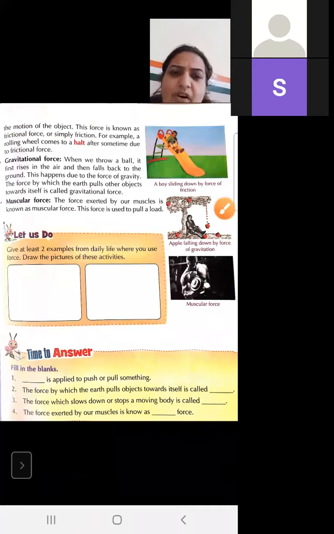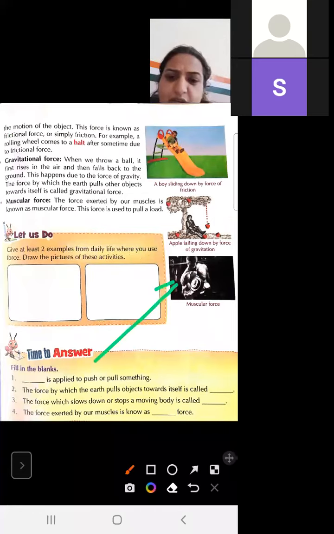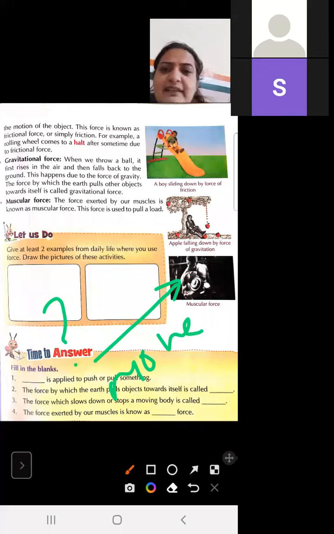जो फोर्स किसी भी ऑब्जेक्ट के मोशन को रोकता है. अगर कोई भी ऑब्जेक्ट मूव कर रहा है, अगर इसके मोशन को कम कर रहा है, मतलब इसको रोक रहा है चलने से, दिस फोर्स इज कॉल्ड फ्रिक्शनल फोर्स. फ्रिक्शनल फोर्स क्या करता है? मोशन को रोकता है. So this is called frictional force.